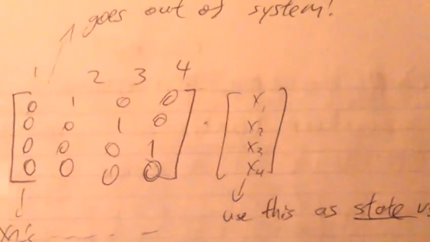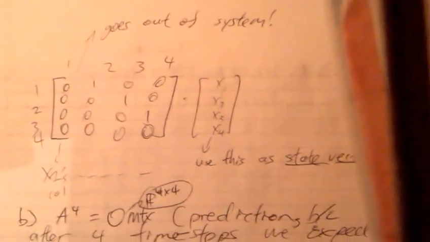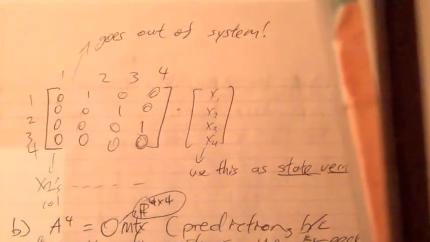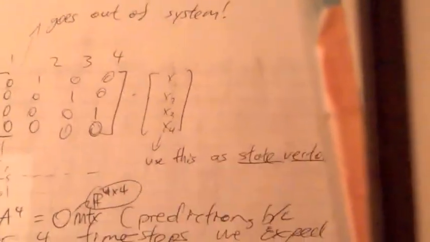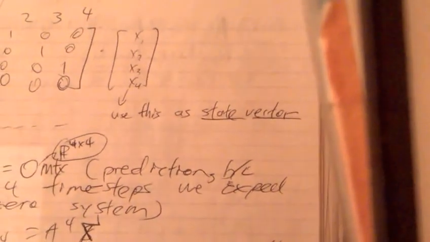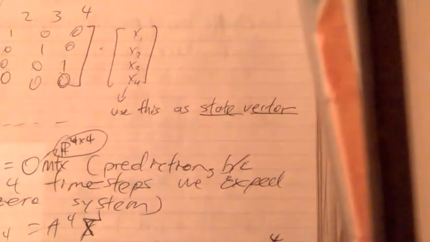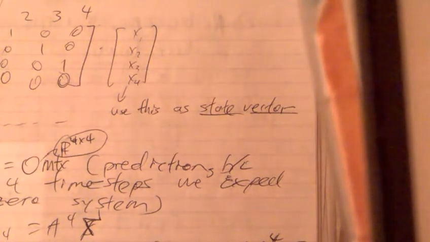Okay. So the first column, we can see, is all zero because they just flow out. And then the 2 goes to 1, 3 goes to 2, 4 goes to 1. And then that's a state vector, 1, 2, 3, 4. Well, okay, so that's part A. That's just a setup. But part B, what is A to the 4th?